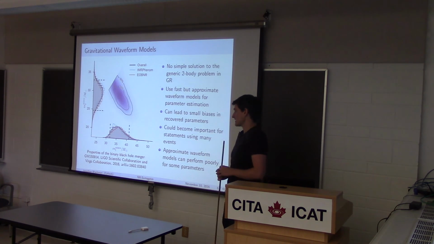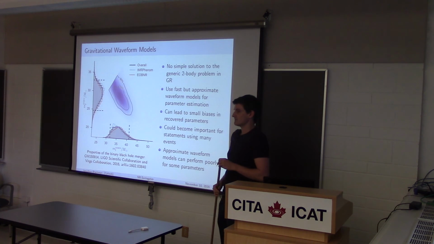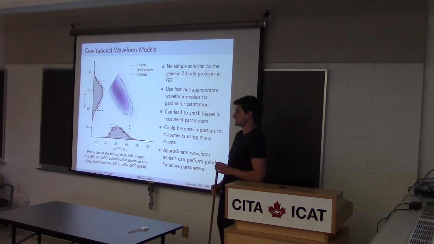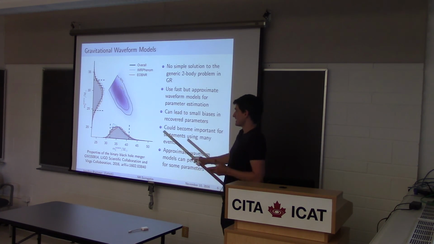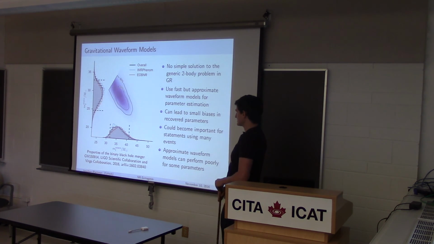So for this particular case, the width is much larger than the difference between the blue and the red curve, indicating that the statistical error due to detector noise is much larger than the systematic error due to having a waveform model that's imperfect, assuming we can take the difference of these two curves as an estimate of the systematic error of the waveform models.